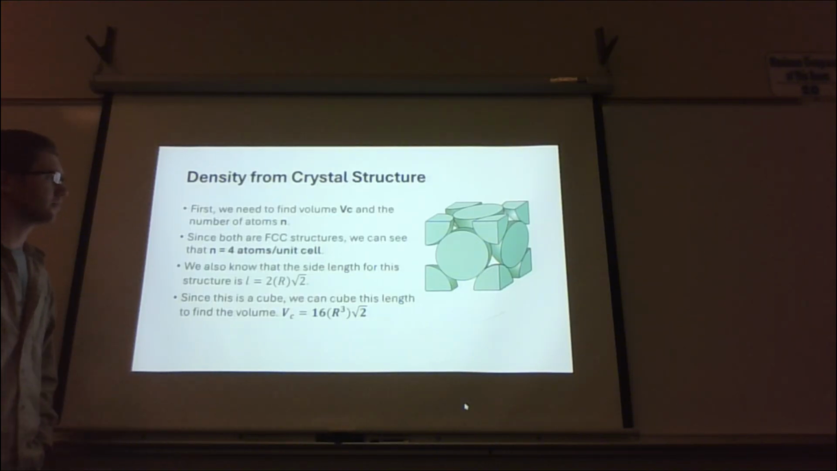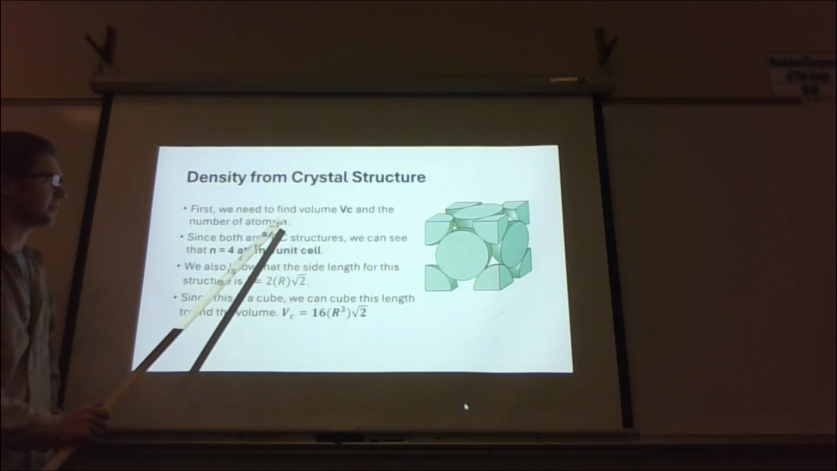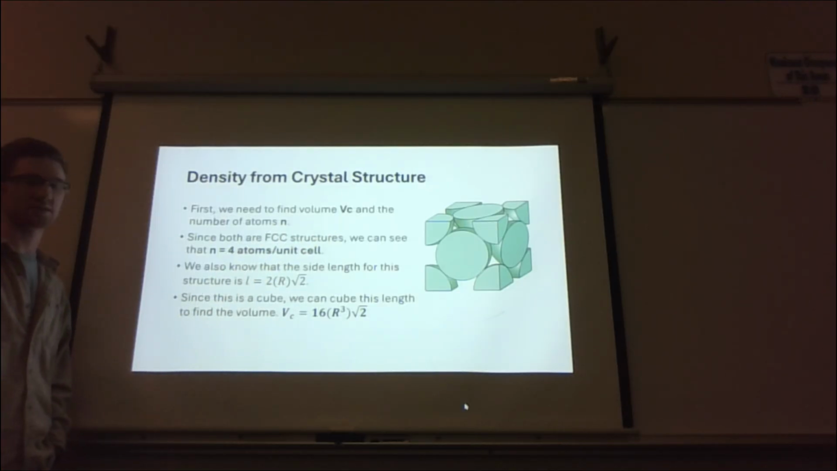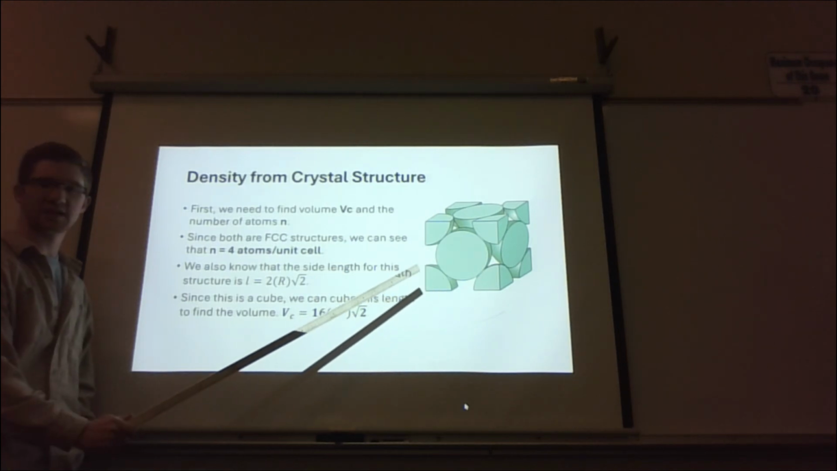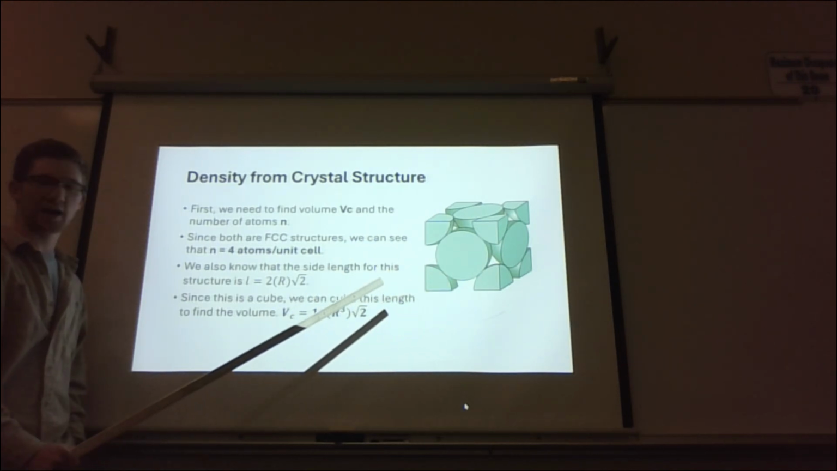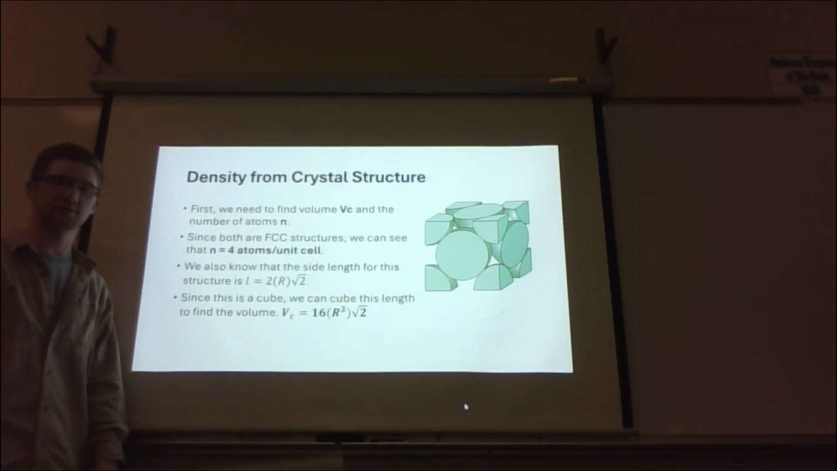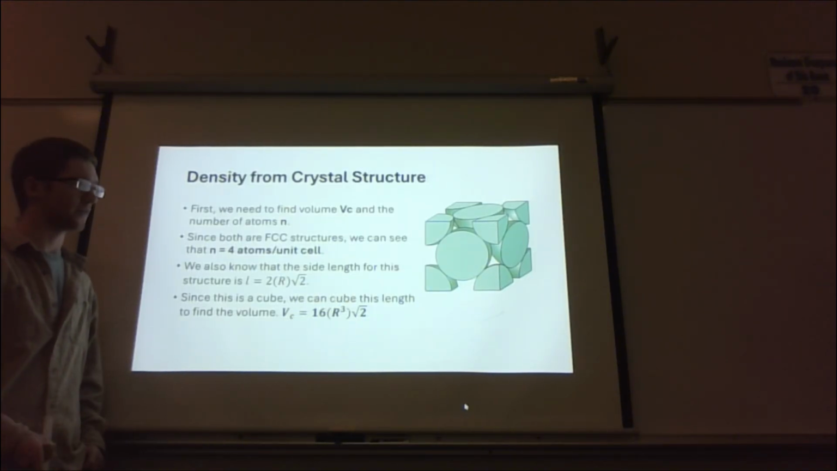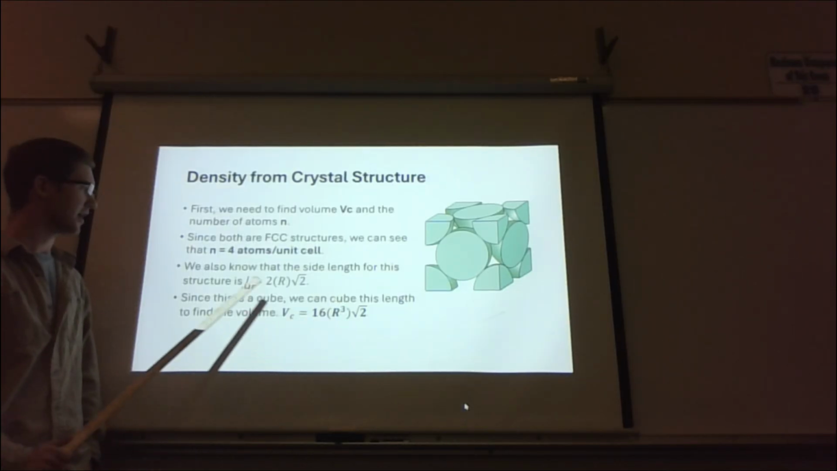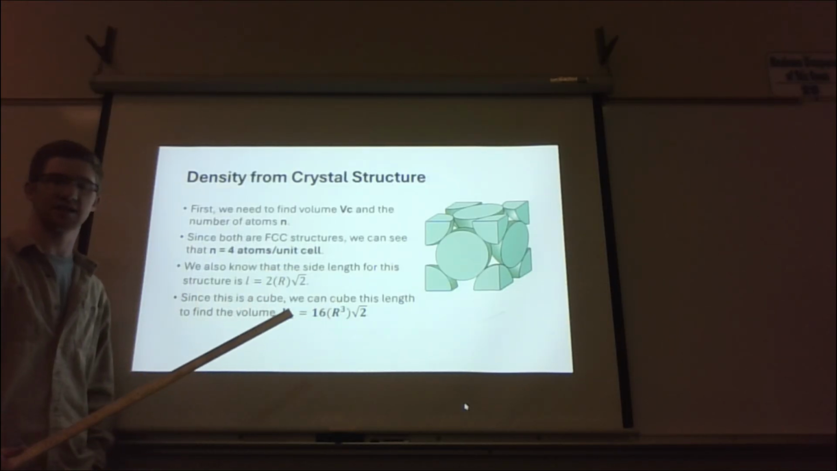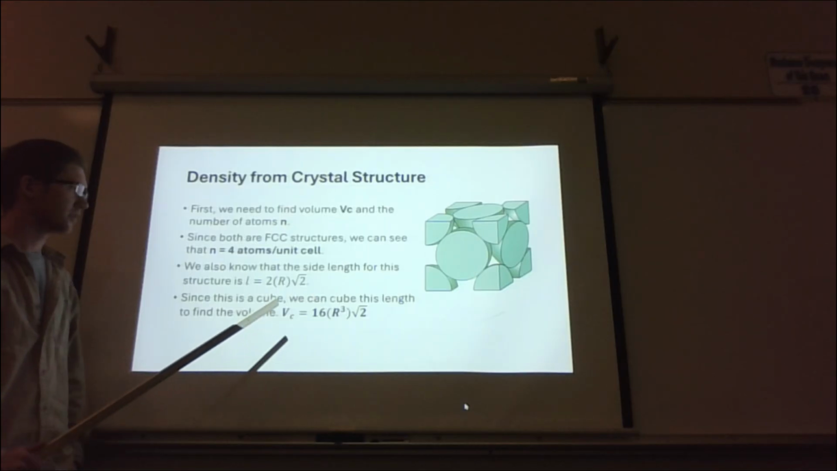Now, by looking at the crystal structure, we can solve for Vc and n, which are the volume and the number of atoms in this structure. If we look at the structure, all these pieces, if we added them together, those are the amount of atoms that are in this crystal structure. If you add all these pieces together, you'll find that this FCC structure has 4 entire atoms within it.